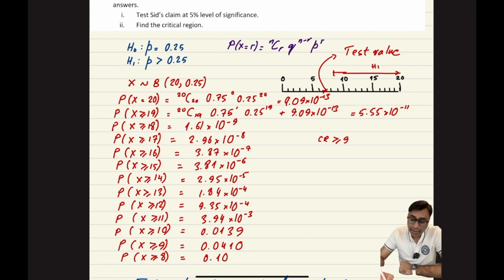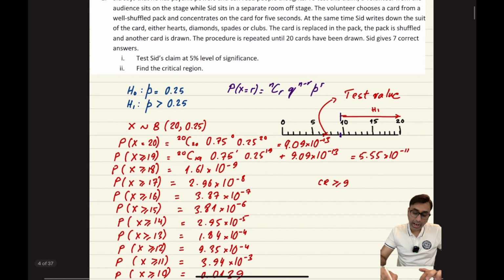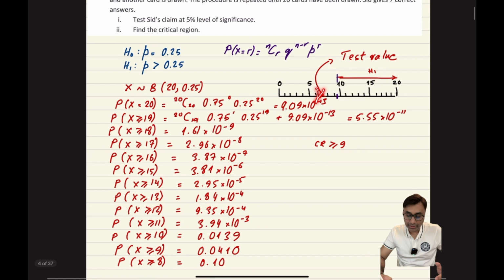So I would know that your critical region is going to be 10 or greater than 10, because it crosses between 9 and 10. Once I've identified that, I will look at the number of correct cards that Sid found out, and that came out to be 7. So the test value is 7. Your critical region is 10 or more.